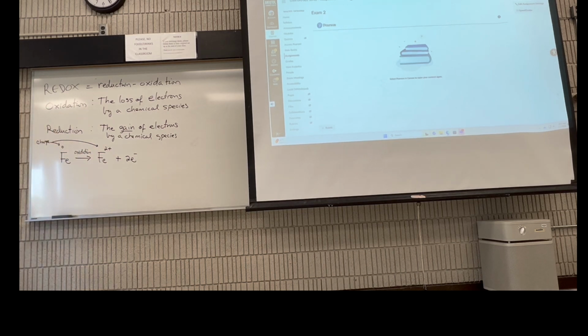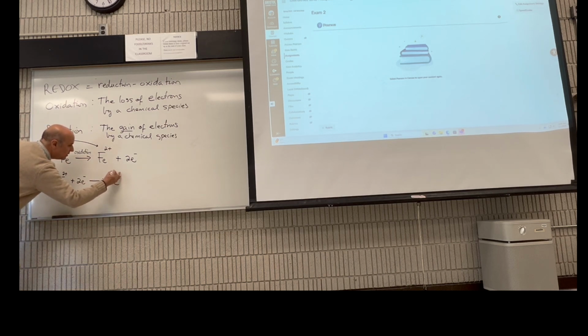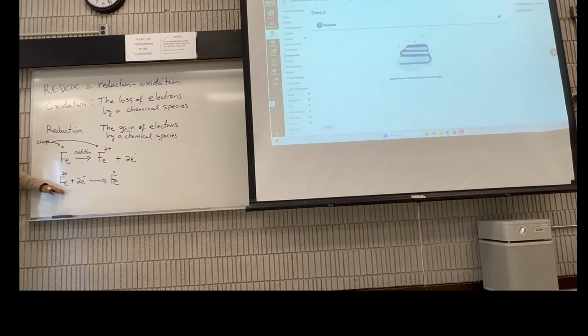Now let's rewrite it in the reduction direction. So now we're going to do the opposite. We're just going to flip this completely. We're going to say Fe2 plus, which is an ion. When you add 2 electrons to it, I'm adding electrons now, it's going to become Fe0. The ion now becomes the element on the periodic table. It picked up 2 electrons, and this is called reduction. Gaining electrons is reduction.